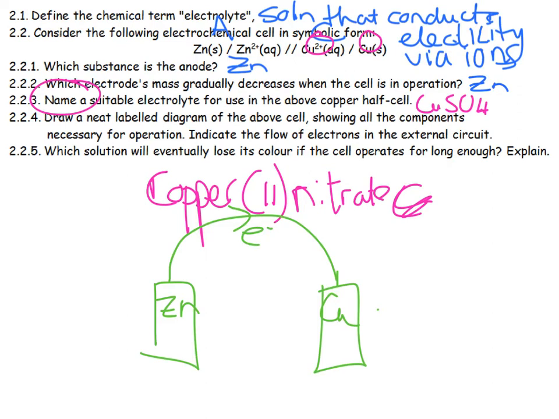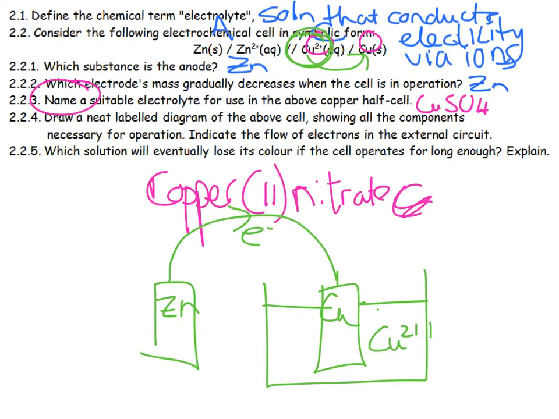Which solution will eventually lose its color if the cell operates for long enough? Well, the copper solution would have been blue, because the Cu2+ ion is blue, and by the time you finish this course, you are expected to know that. You might not have known it now, but in teaching electrochemistry, I expect that you do eventually get to know that. And therefore, you are losing Cu2+, and it's becoming solid. So there will be less and less Cu2+, and therefore the copper nitrate, or the copper sulfate solution will lose color.